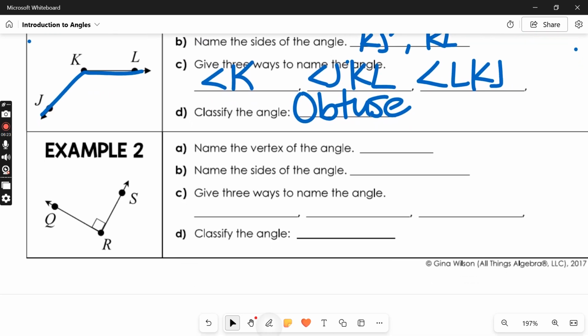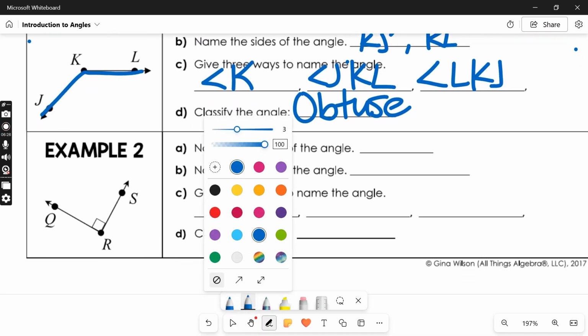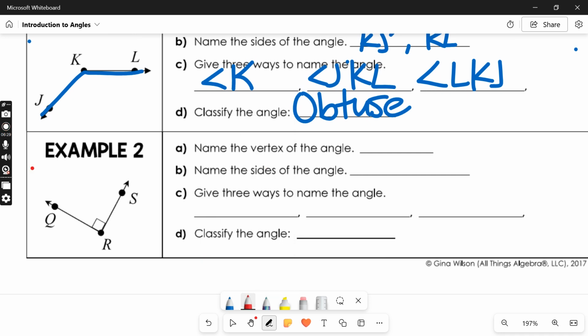All right, so let's look at the next one. This time I'll make sure I'm reading what it says. Name the vertex. The vertex is our center, so the center of this angle is R. Name the sides. If I go out, RS is one side, and it's ray RS. So I'm going to draw a ray above it. And then R to Q. I'm starting at the center and going out, R to Q.